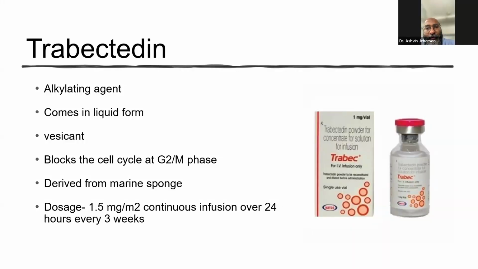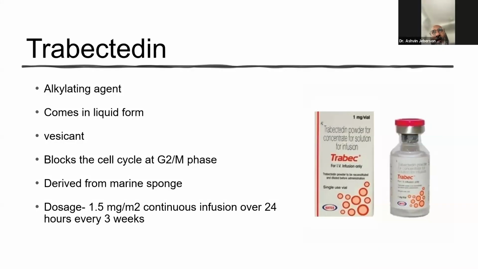But apparently they had to hunt for more sea sponges to make 1 mg of trabectedin. But later on, they decided to make this in a semi-synthetic way. So trabectedin comes in a liquid form, and it is a vesicant, and it is an alkylating agent, and also it blocks the cell cycle at the G2M phase. The dosage would be 1.5 mg per meter square, as a continuous infusion over 24 hours every 3 weeks.